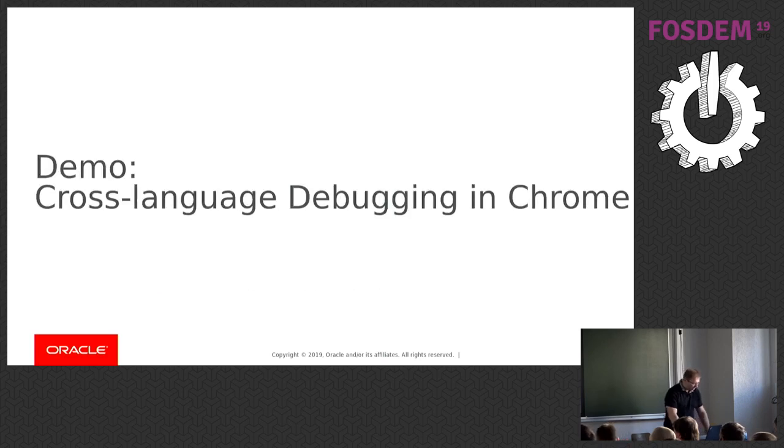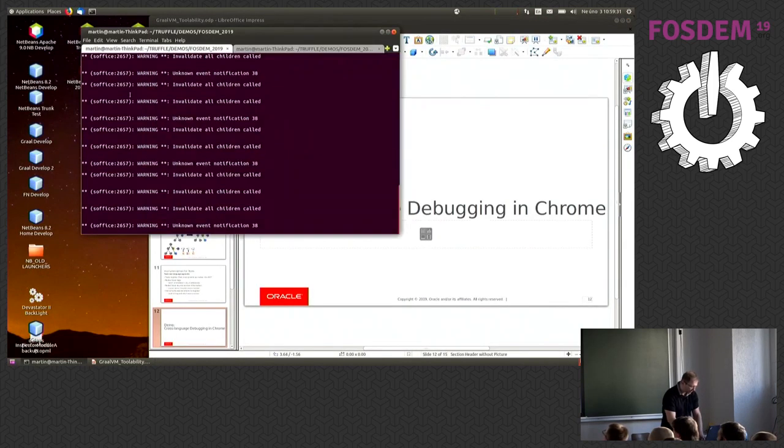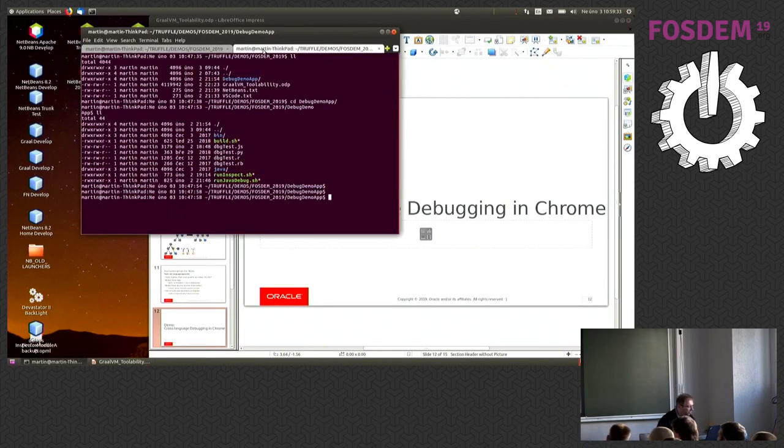So in order to see how it works, I'll show you a demo. We start with cross-language debugging in Chrome. So I have prepared a few files in JavaScript, in Python, in R, and in Ruby. We can run all of that in GraalVM. I'll show you the run script.